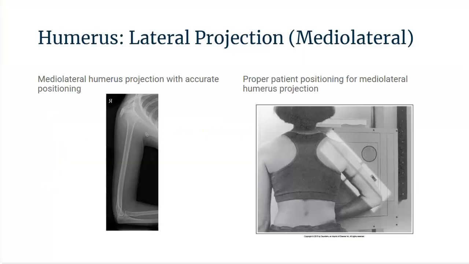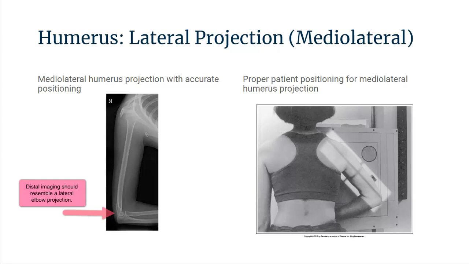When performing a lateral humerus projection, proper positioning is essential to ensure accurate visualization of the anatomic structures. So let's examine the mediolateral and lateral medial projections and how positioning affects image quality. For the mediolateral projection, the torso is positioned upright in a PA projection, with the arm internally rotated until the humeral epicondyles are perpendicular to the IR.